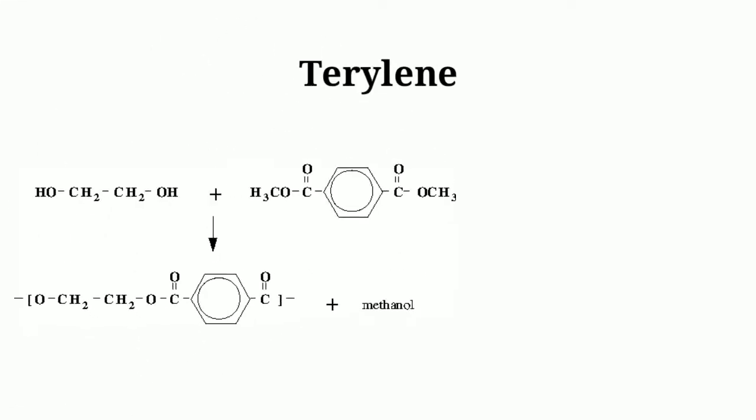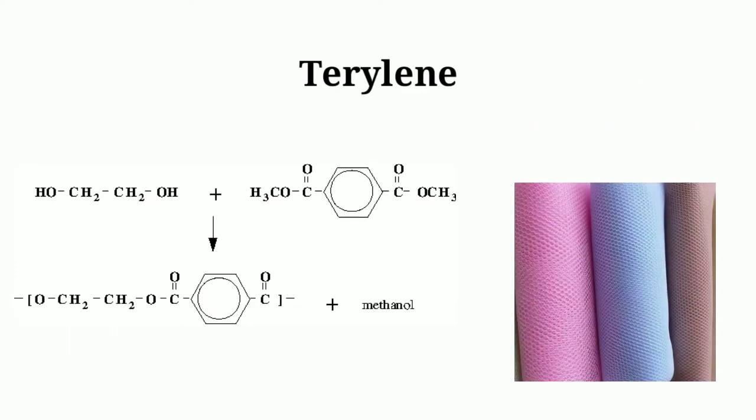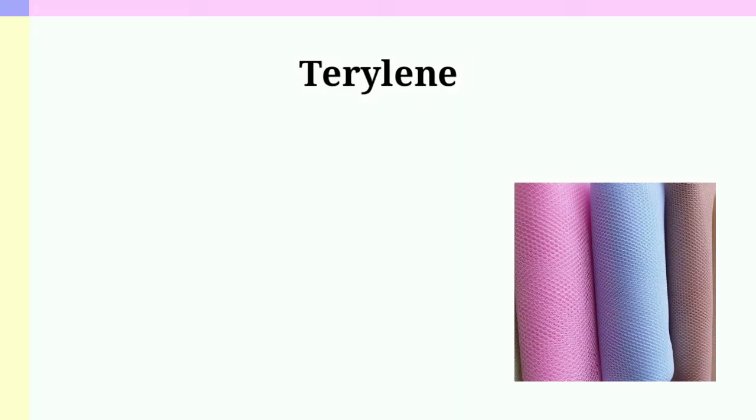Terylene is a polyester polymer as they have many ester linkages in it. The monomers used to prepare terylene are ethylene glycol or ethane 1,2-diol and dimethyl terephthalate. Terylenes are used in the preparation of fishing nets, ropes, trousers, tires, etc.